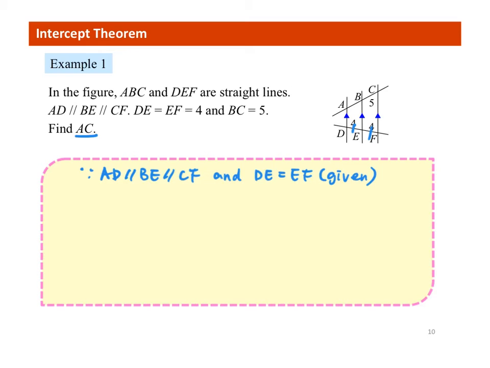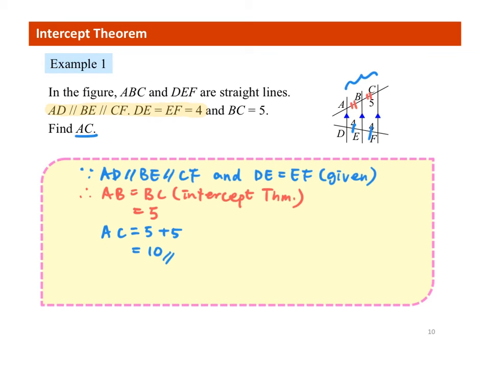First of all, we can write down for AD parallel BE parallel CF and DE equals EF. As is given in the question, you write down given. Then we can make the conclusion AB equals BC. Reason, intercept theorem. So AB equals 5. AC is made up of AB and BC. So AC equals 5 plus 5 equals 10.